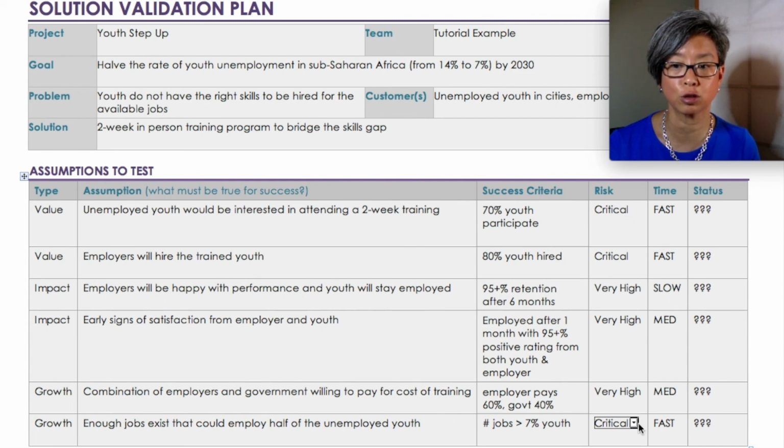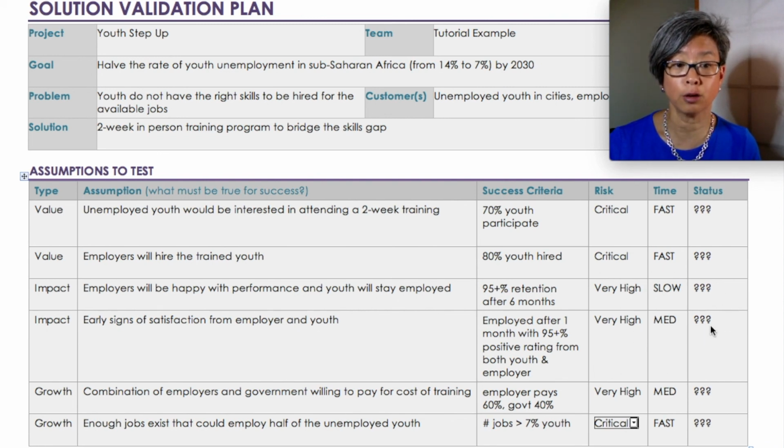So you notice there's 3 here that I've identified as critical: whether the youth will even be interested in coming to the training, whether the employers are likely to hire the youth, as well as whether there's enough jobs that exist such that doing this all together will move the needle on the problem of youth unemployment. Those are the things that I want to start by testing.